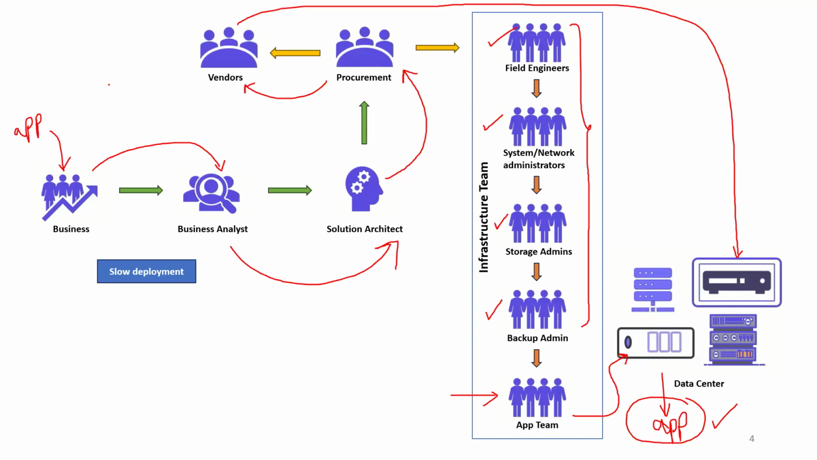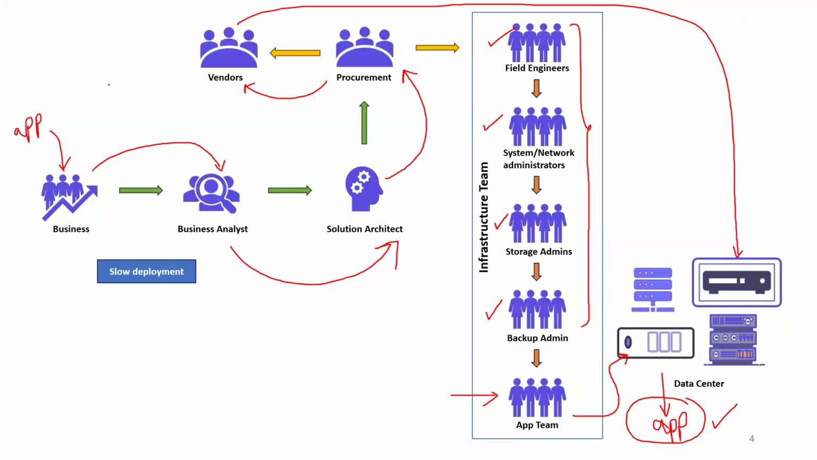Why is it a slow deployment model? Because the turnover time varies from weeks to months for everything to be ready for the application deployment. So that's the reason I call the traditional working model a slow deployment model.